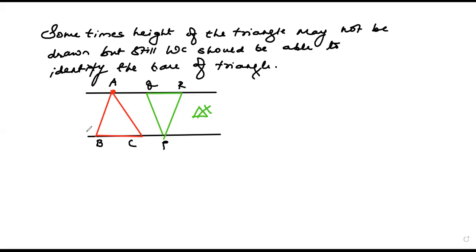Hence, the height is not drawn. But still, that side which lies on the parallel line becomes a base. So BC becomes a base. Height has not been drawn. QR becomes a base here. Okay? Because the height is nothing but the distance between the parallel lines. Are you getting it? Hence, I take BC as a base, QR as a base. So you can see a height has not been drawn, but I am able to tell the base. Are you getting that? This is one example.